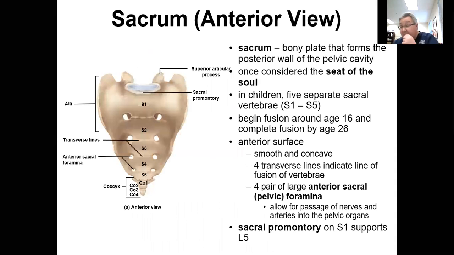All right, so let me go through the parts of the vertebra that have muscle origins and insertions. Let's see what we got here. Give me one sec.